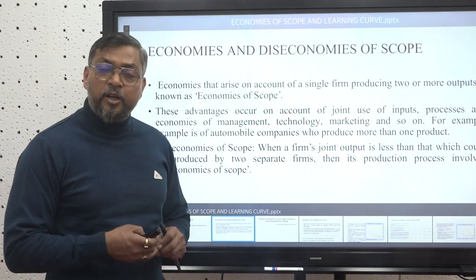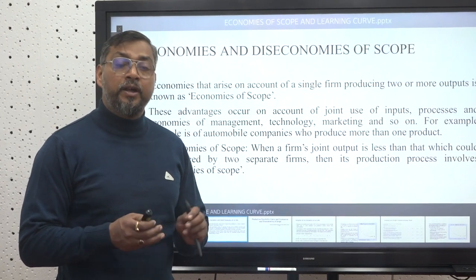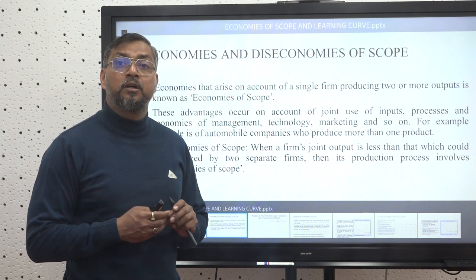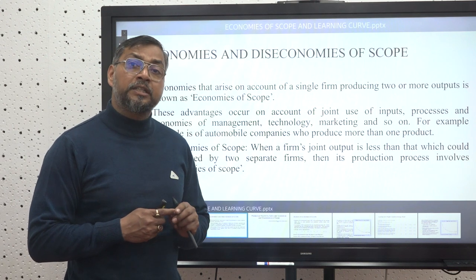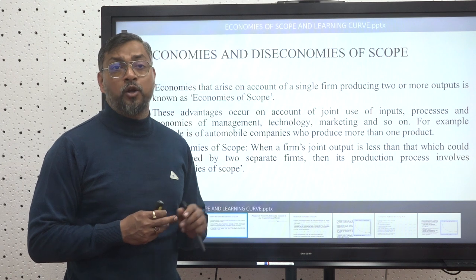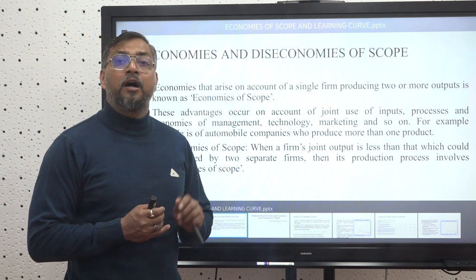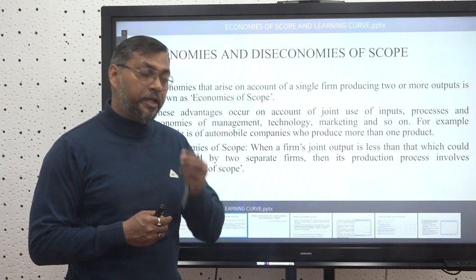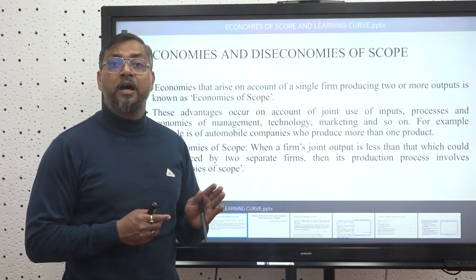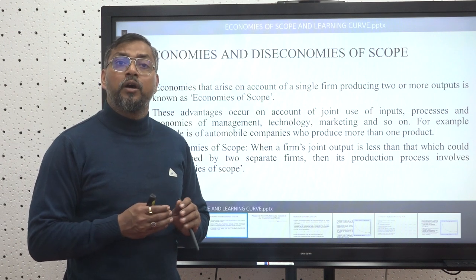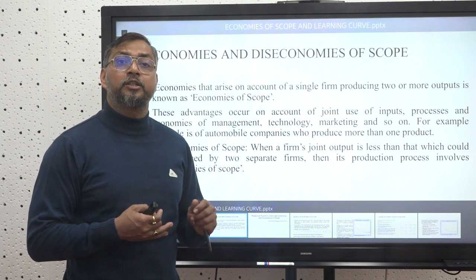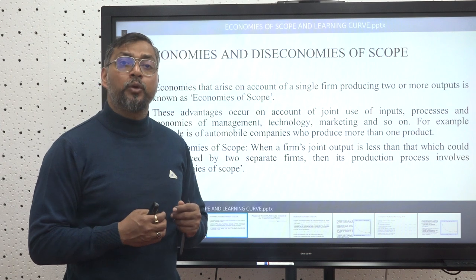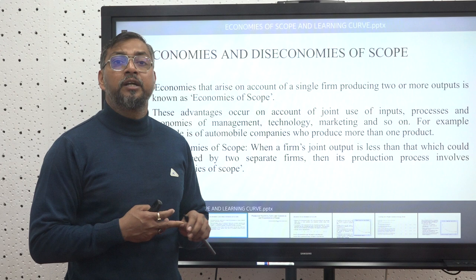See, by the term economies and diseconomies of scope, what we mean is that when a firm is trying to produce two or more outputs, whether it will be an economical scenario for the firm or whether it won't be. Hypothetically speaking, a firm, let's say, is manufacturing two products, cars and trucks. If by producing both these outputs, that is car and truck, the firm is able to achieve economies in production, then it is known as economies of scope. If the firm is not able to make the economies by producing two outputs, then it is known as diseconomies.